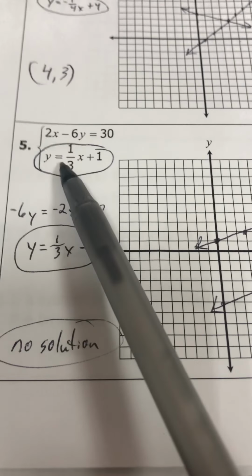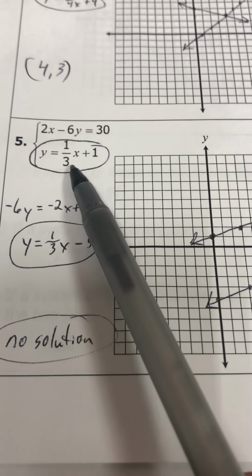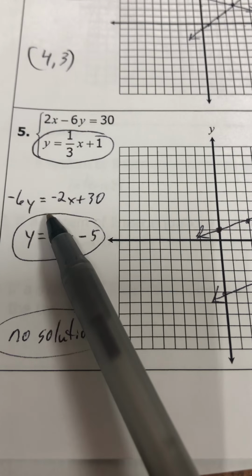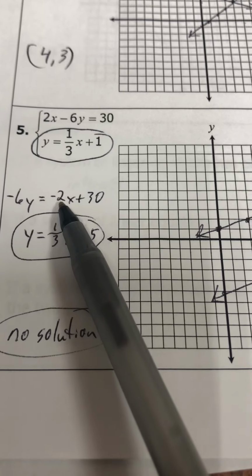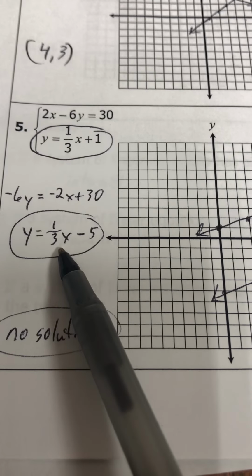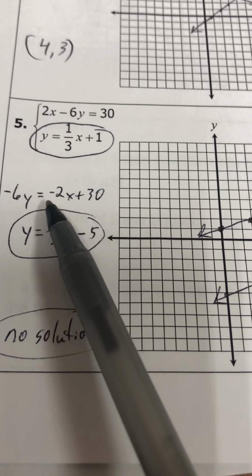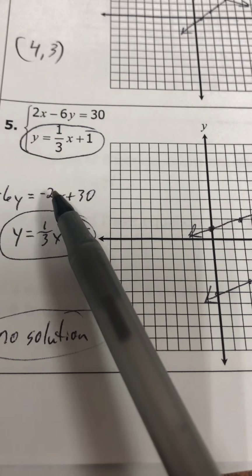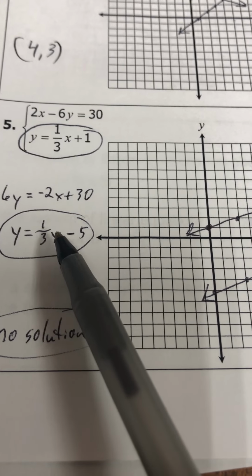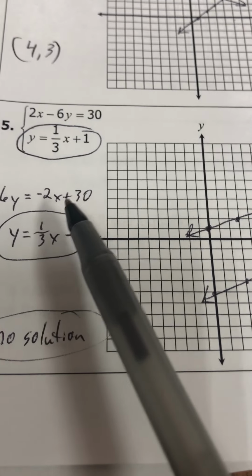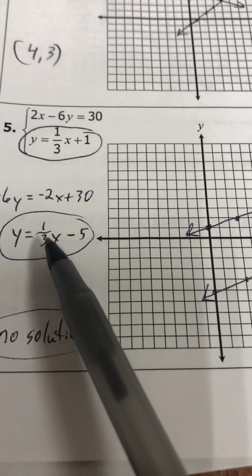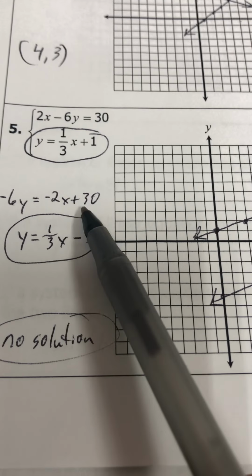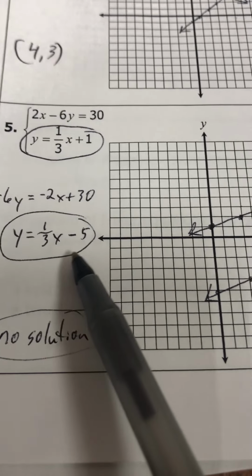This one, you could see it was in slope-intercept form already. This one I had to change into slope-intercept form, so you could see down here I subtracted 2x from both sides, divided everything by 6, and -2 divided by -6 is just 2 over 6, or 1/3, because both the 2 and the 6 can be divided by 2. 2 divided by 2 is 1, 6 divided by 2 is 3. So I have 1/3. 30 divided by -6 is -5.